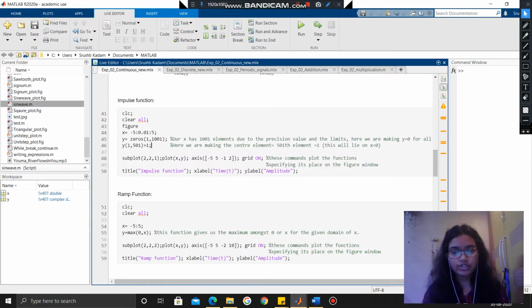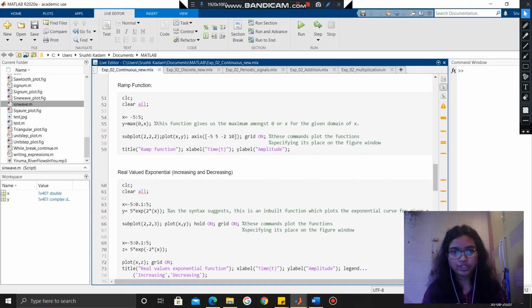Impulse function. We know that the strength of impulse function at x equal to 0 is 1 and everywhere else it's equal to 0. So this is what we have done. This is our entire domain of x. We have made the centermost value of x give a value of 1 for y. Since there are a total of 1001 elements, we have made x equal to 0 as 1.